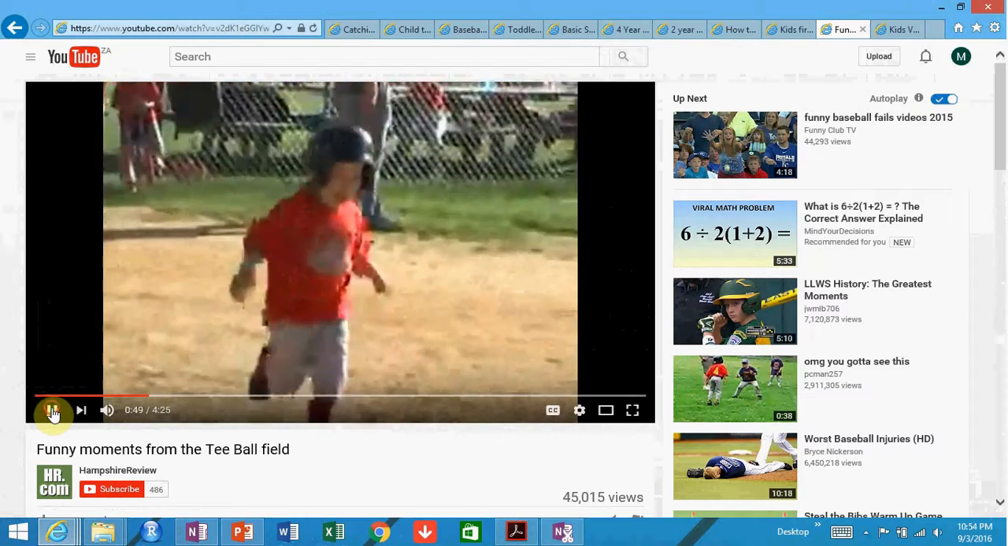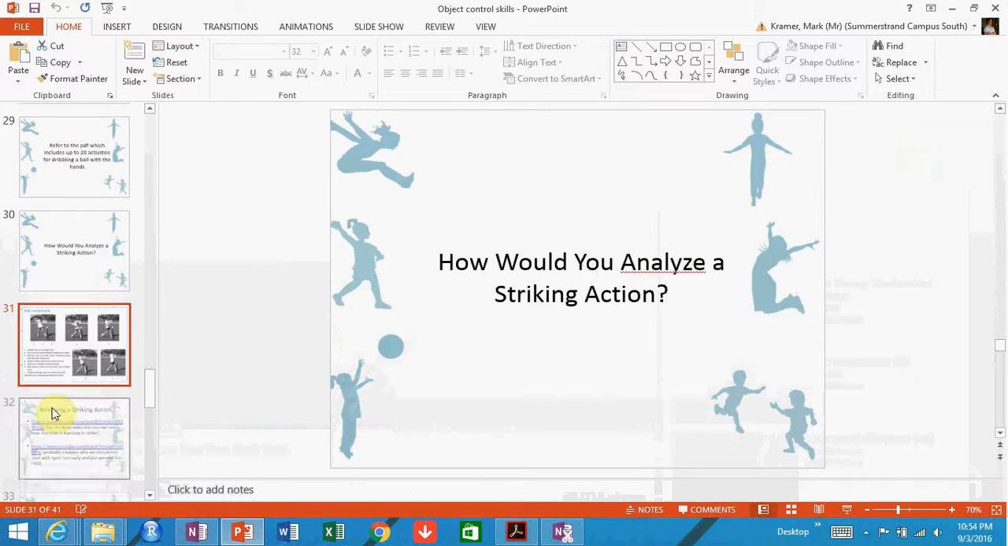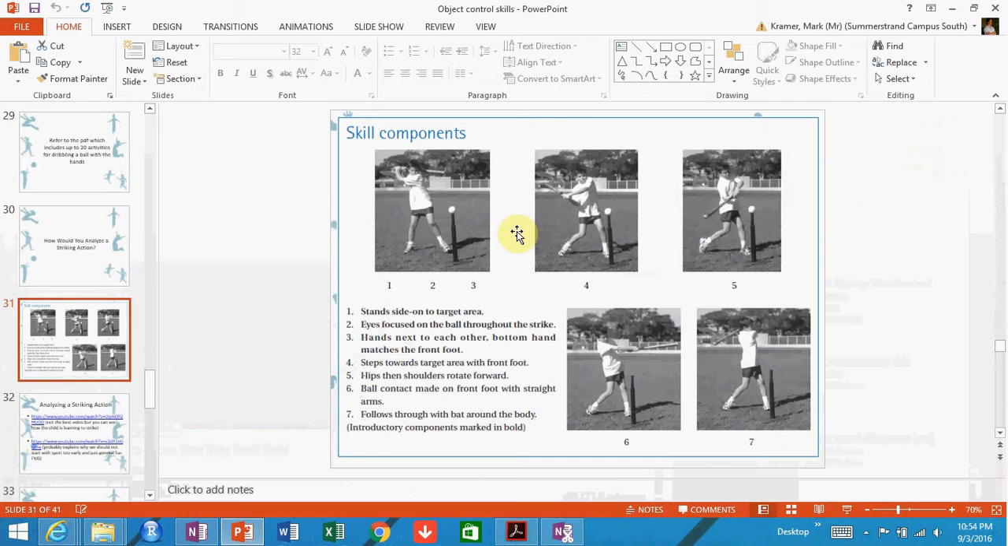Okay, so again, how would you analyze that? So what makes a good striking action? Stand side on to the target. So both those children did stand side on to the target. Eyes focus on the ball throughout the strike. The second child didn't really focus on the ball throughout the strike.